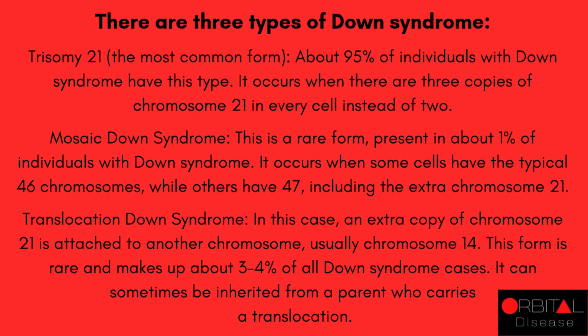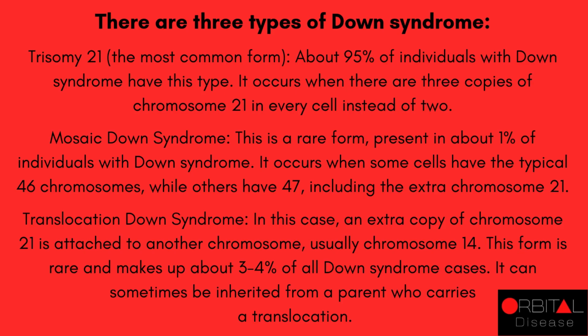Mosaic Down syndrome. This is a rare form, present in about 1% of individuals with Down syndrome. It occurs when some cells have the typical 46 chromosomes, while others have 47, including the extra chromosome 21.